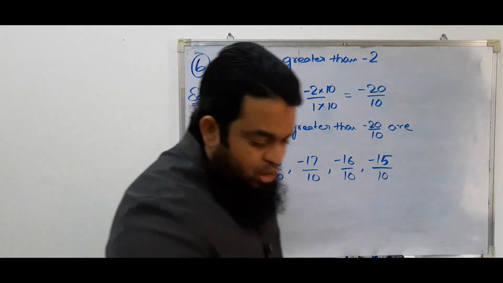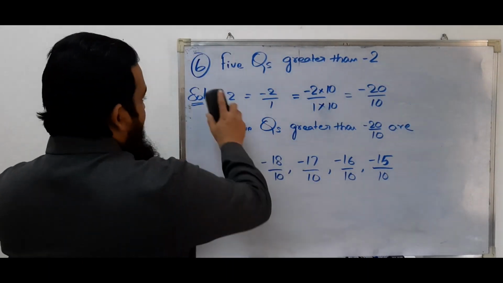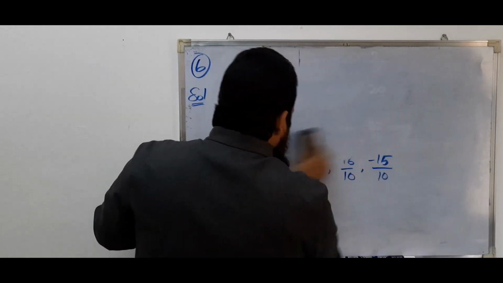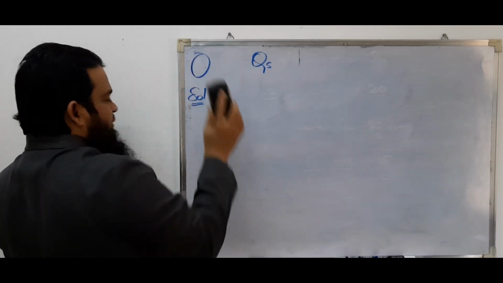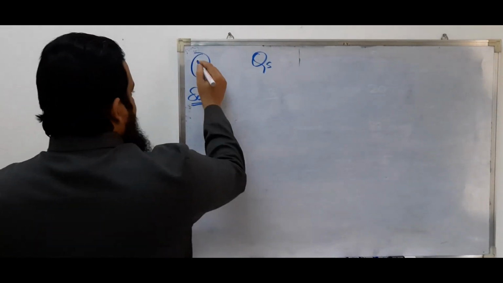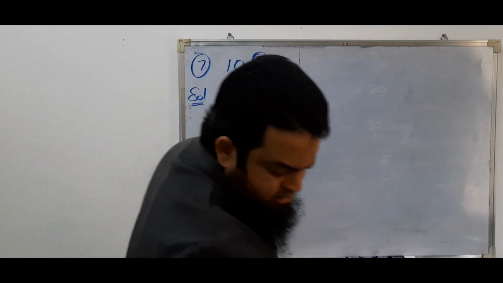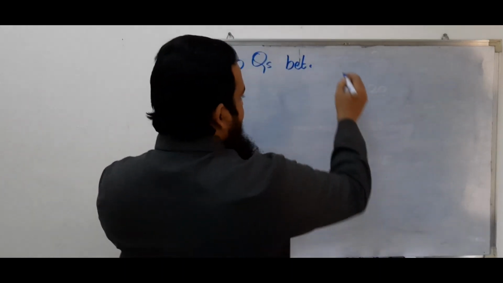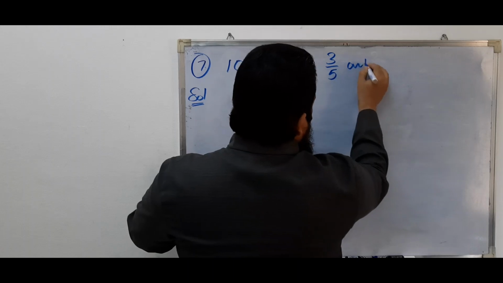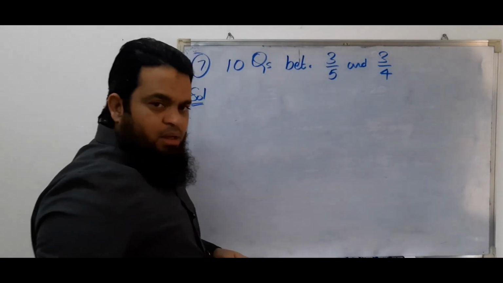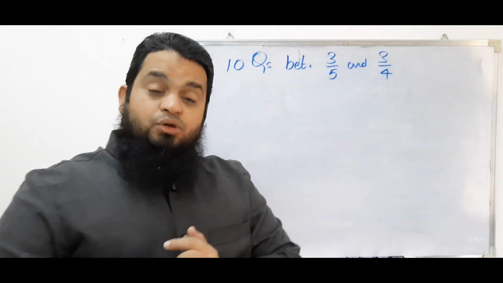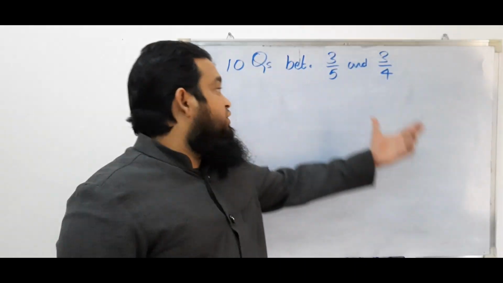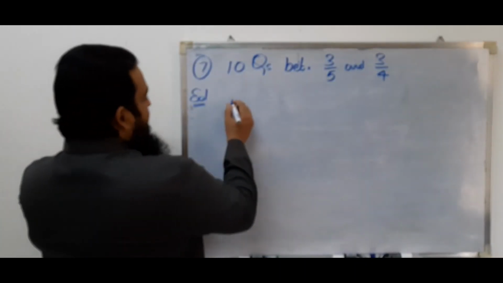Now the 7th question: find 10 rational numbers between 3 by 5 and 3 by 4. Let us apply the same method we have learned before. Here the denominators are different. So what are we supposed to do? By taking the LCM and finding the equivalent fractions of these two. Very good.